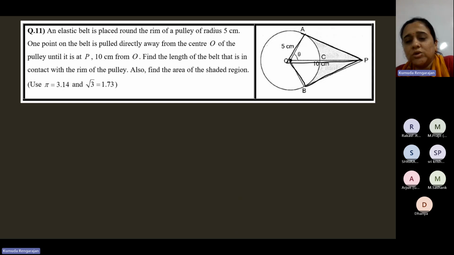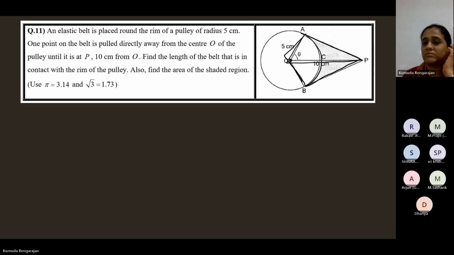Okay, so you can find the area of the right triangle OAP, double it to get the area of the quadrilateral. And from that you can subtract the area of this sector with sector angle 120 degrees. You will get the area of the shaded region directly. Do it both the ways.